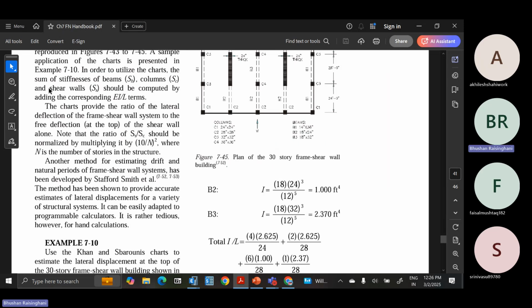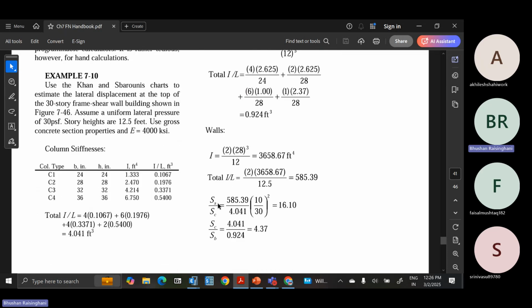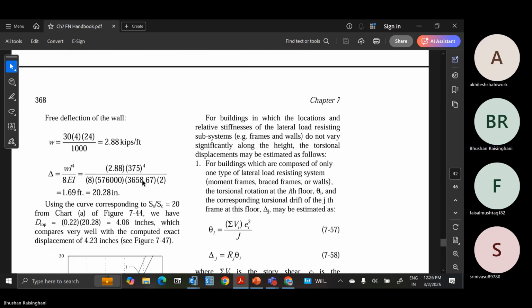So shear wall is SS. Sum of the stiffness of the beam is SB. Sum of the stiffness of the column is SC. Sum of the stiffness of the shear walls is SS. So sum of shear wall upon column stiffness, SS upon SC, and sum of the column upon beam stiffness ratio.